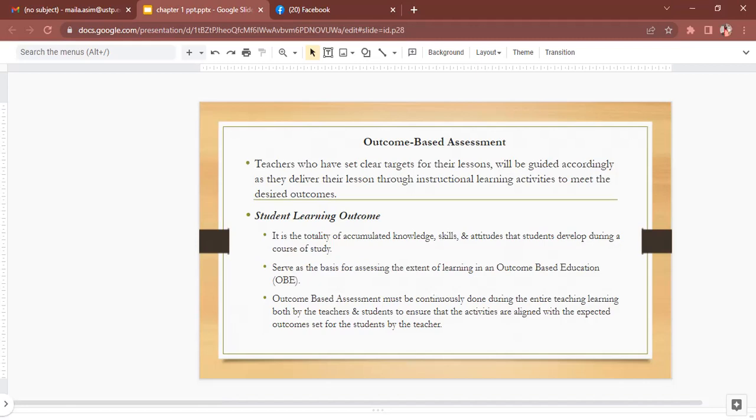Kung may tag student learning outcomes, we are talking all about your knowledge and your skills. And of course, your attitude during sa ato ang discussions, during sa ato ang klase. And of course, these serve as basis for assessing the extent sa ato ang OBE, no? Outcome-based. For example, the teacher is giving you an activity like a role play or sa ato ang cooking.